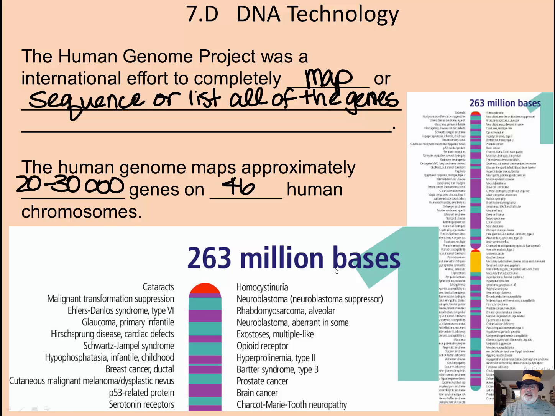So 263 million A's, T's, C's, and G's. And you can see it actually causes problems. It also provides traits. So cataracts is on this one, and prostate cancer, and brain cancer, and actually syndromes, and suspensions, and type 6 syndromes, and all kinds of material. But these all code for proteins, and the proteins are either read correctly or they're not read correctly. And we may do an activity with the 23 chromosomes.